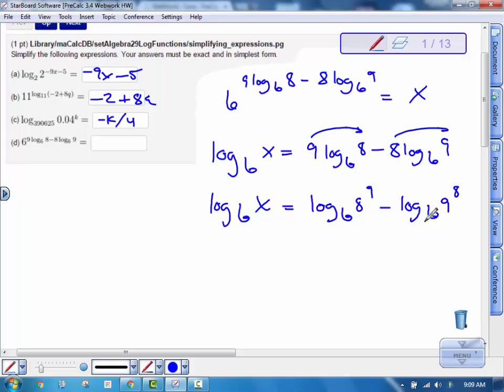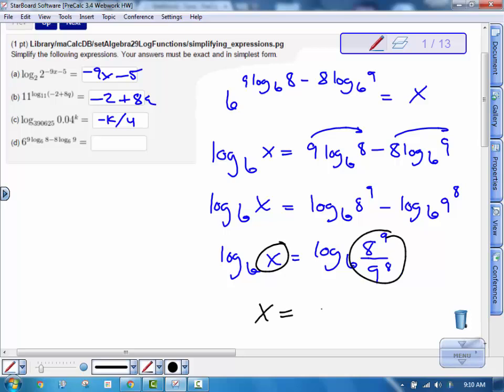And then the difference of two logs is really log of a quotient, so I'll make it log base 6 of 8 to the 9th divided by 9 to the 8th. And that still equals the log base 6 of x. I can then compare that this has to equal this. So my answer is 8 to the 9th divided by 9 to the 8th, which goes right here.